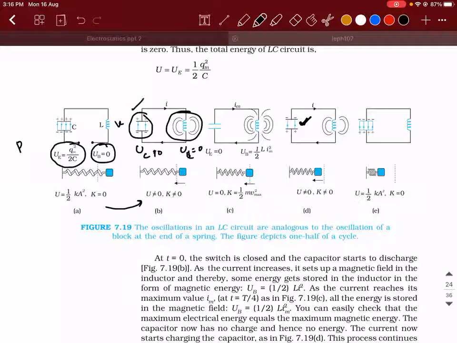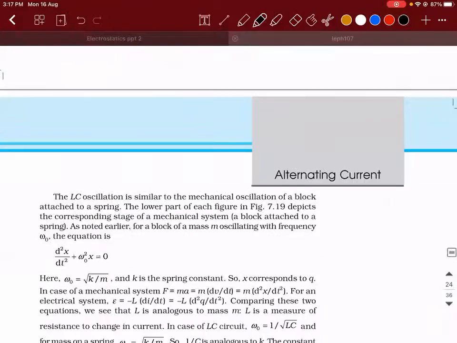Now what will happen after some time? The capacitor is completely discharged. So this inductor will have some energy of half L Im square. After that, again, the inductor will start supplying some current. Observe, now the capacitor will get charged in the opposite direction. Then when the capacitor is fully charged, the inductor will have no energy in it. So this kind of a cycle is what is called LC oscillation.